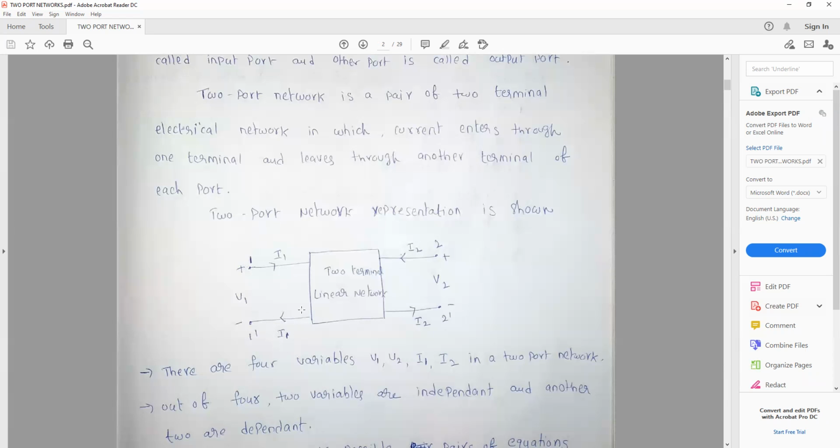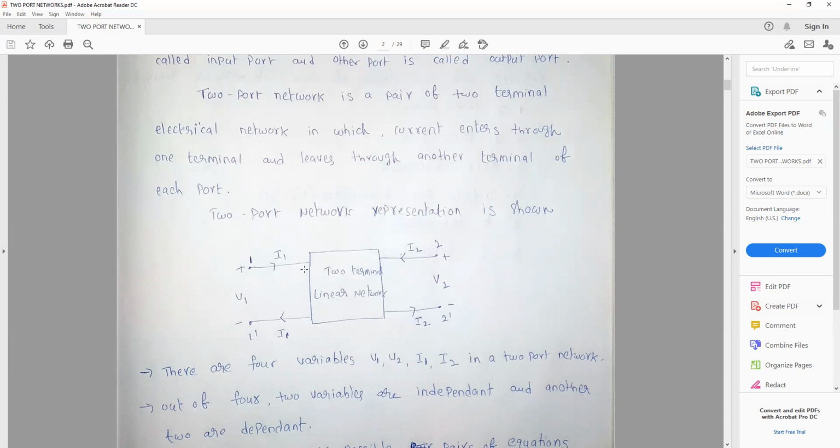This is a terminal. The second port has two terminals, 1, 2. So at port 1, the input port, the voltage is V1 and the current passing through is I1. Similarly, in port 2, the output port, the voltage is V2 and the current is I2. The current I1 goes forward and comes back to the initial position. Similarly, the current I2 starts from here and comes back to the same initial position. So all these parameters mainly depend on current and voltage.